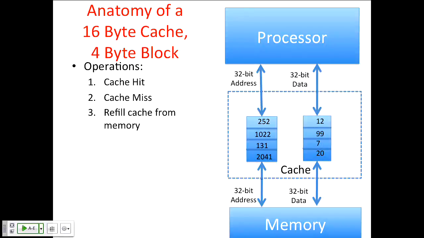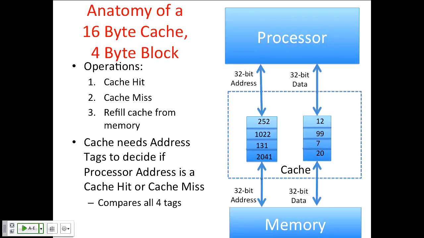So things you can do: you can get a cache hit. You make a request from the processor, it's in the cache, you return the data. You can get a cache miss. It's not present in the cache, in which case I have to do the third thing, which is refill from memory. Go get the data from main memory, write it into the cache, and then return it to the processor.